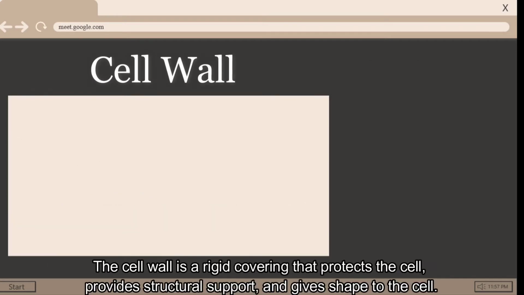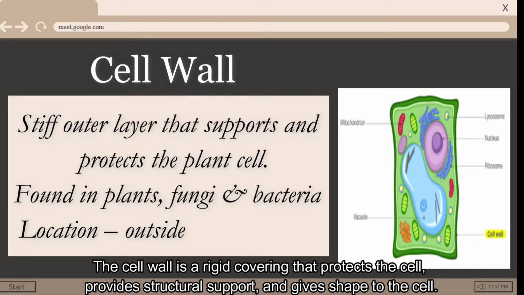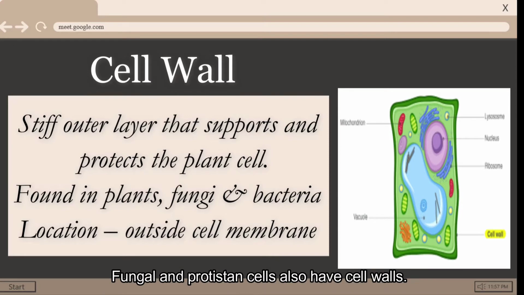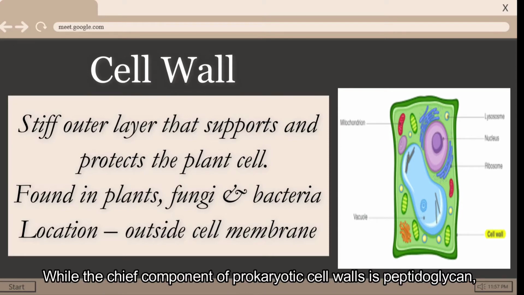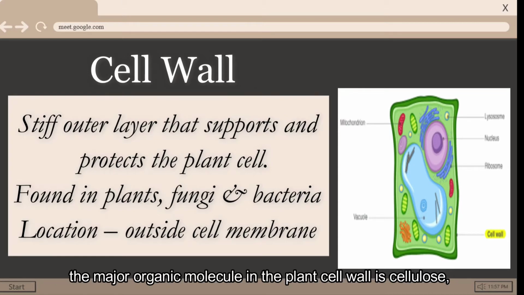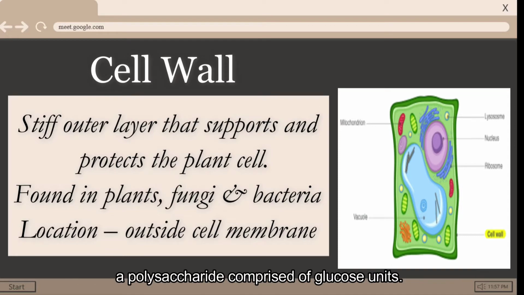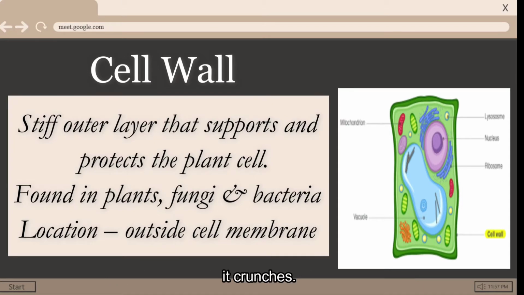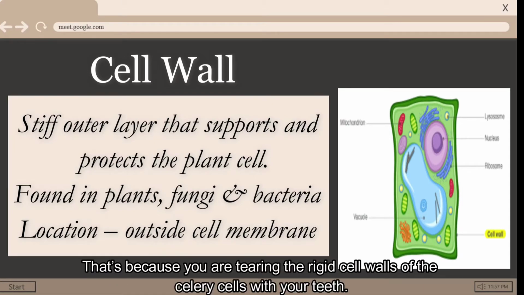The cell wall is a rigid covering that protects the cell, provides structural support, and gives shape to the cell. Fungal and protist cells also have cell walls. While the chief component of prokaryotic cell walls is peptidoglycan, the major organic molecule in the plant cell wall is cellulose, a polysaccharide comprised of glucose units. When you bite into a raw vegetable like celery, it crunches. That's because you are tearing the rigid cell walls of the celery cells with your teeth.